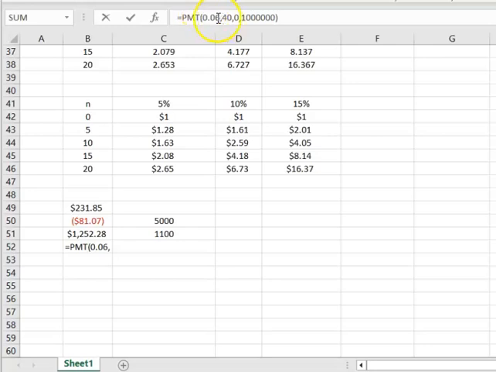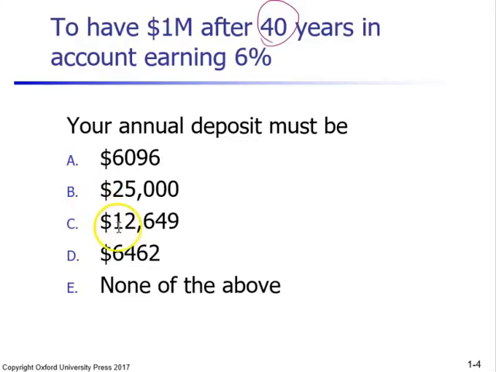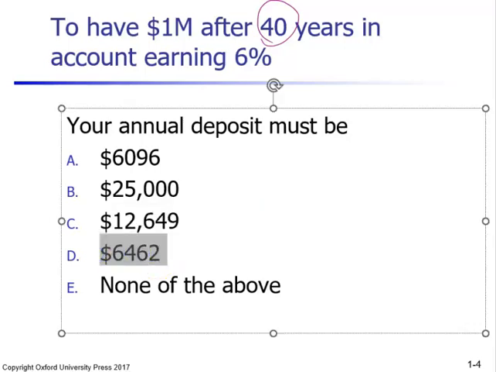Here is the answer, 6%, 40 years, and 1 million. And so the answer would be $6,462. Here is the answer that we have. And so if someone asks you, oh, you just graduated from business school, I want to have $1 million in my account after 40 years when I retire, with 6%, how much do I need to put every year? You are going to tell them $6,462.